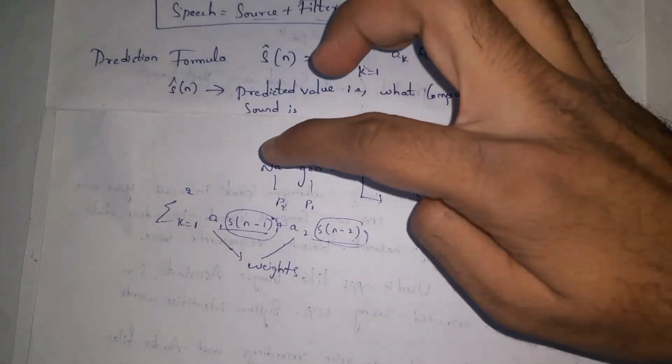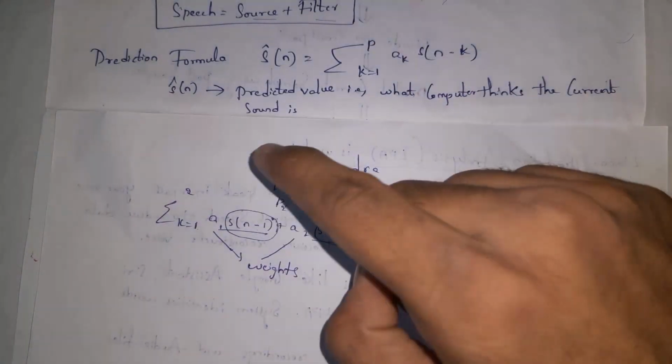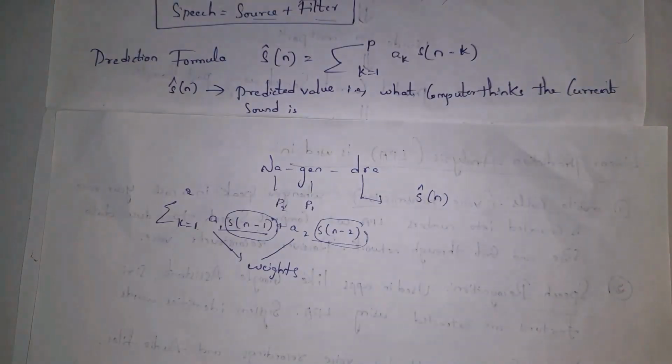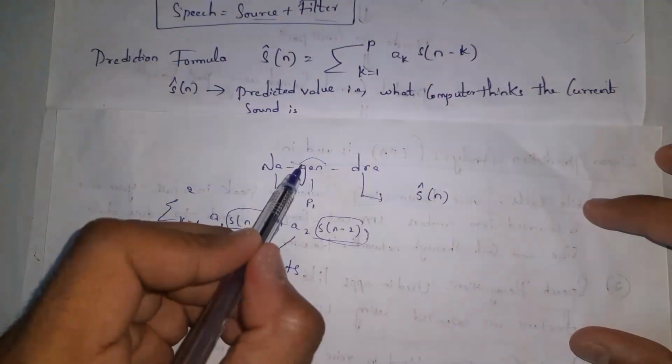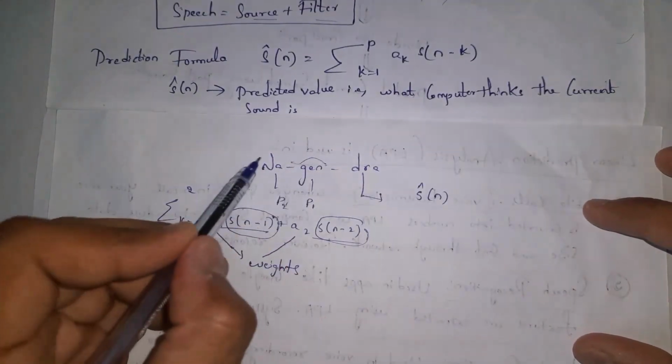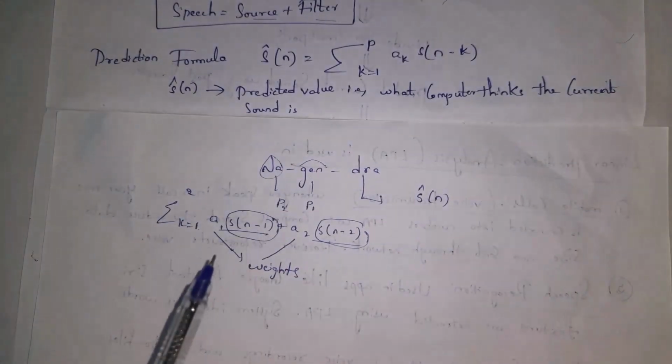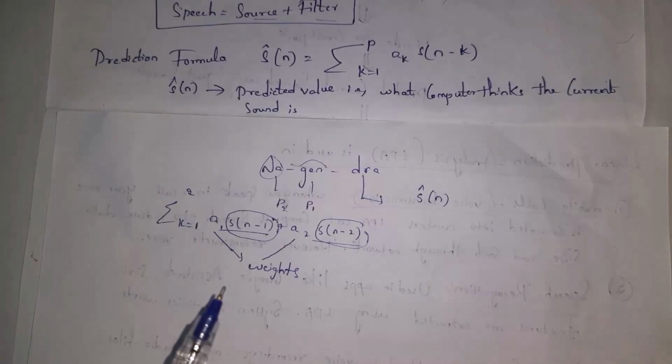By using "nagen", "dra" is predicted. Among these two, which has the most weight? For example, let's say "gen" has the most weight. So this past value 1 is considered first and next "na", that is second past value. So based on importance, some weights are given to each past value.